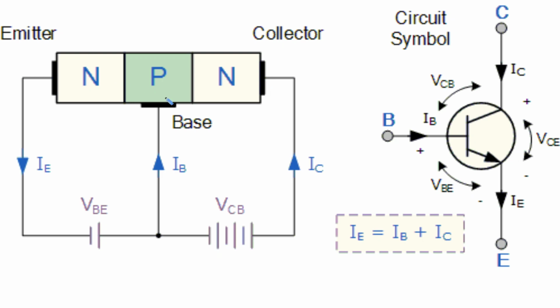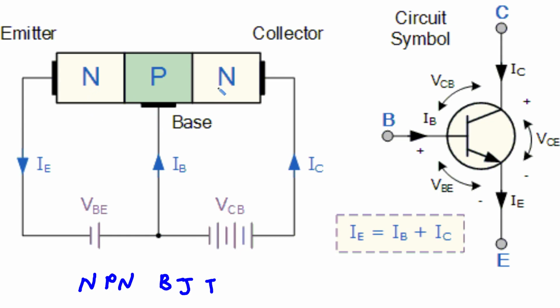Welcome to this detailed exploration of the NPN Bipolar Junction Transistor, or BJT, a fundamental building block of modern electronics. What you're seeing is a complete visual guide, showing its physical structure, its circuit symbol, and the essential mathematical relationship governing its behavior. Let's begin on the left with the physical model.